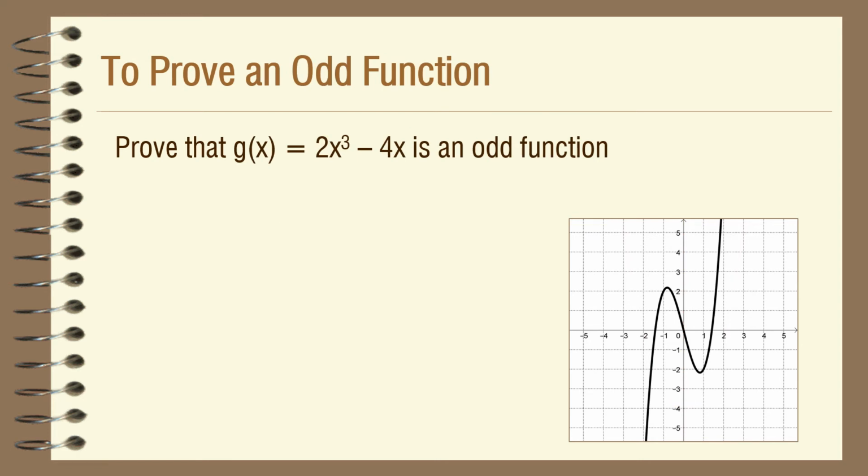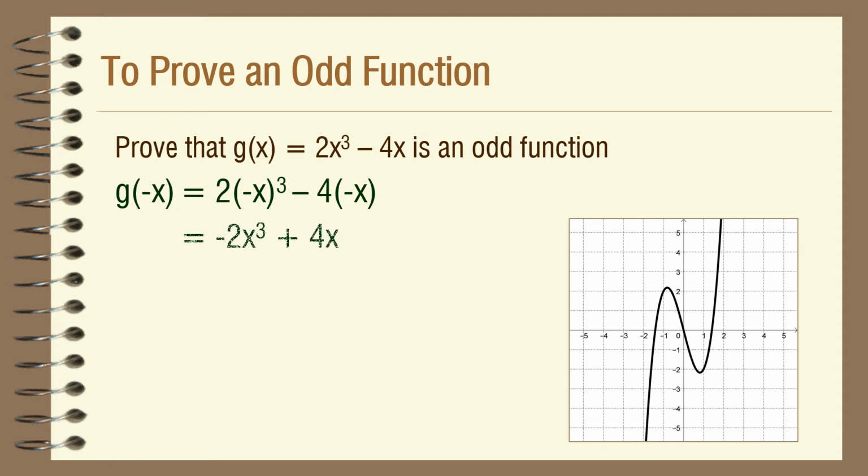Proving an odd function is not that different than proving an even function. So in order to prove that g of x equaling 2x cubed minus 4x is an odd function, we will again use a composition in which we plug negative x into our equation. This will require us to plug negative x into 3 different spots. G of negative x equals 2 times the quantity negative x, all raised to the 3rd power, minus 4 times negative x. Let me emphasize, for my proofs, I do not want you to simplify in the step, I just want you to show that negative x was plugged in.